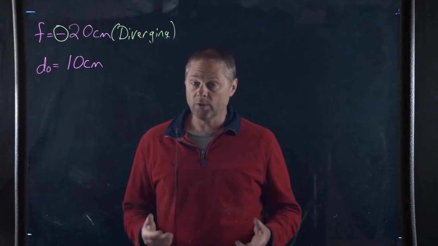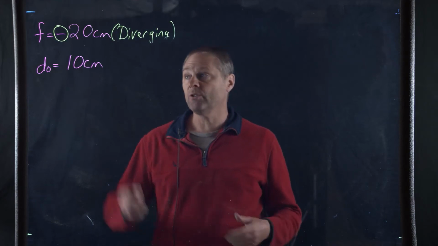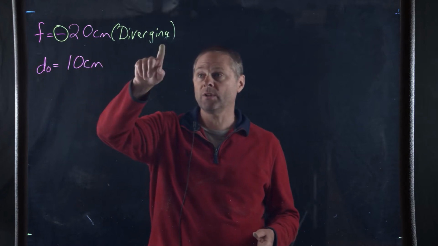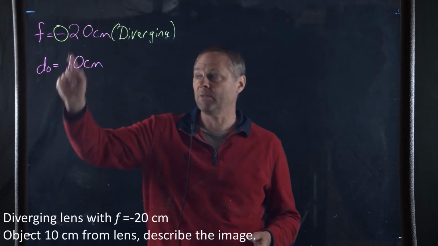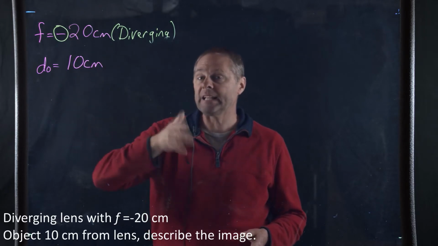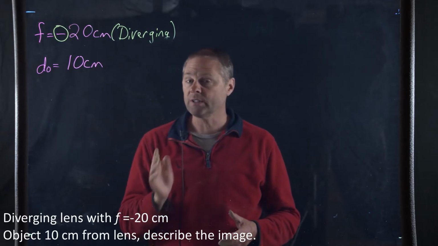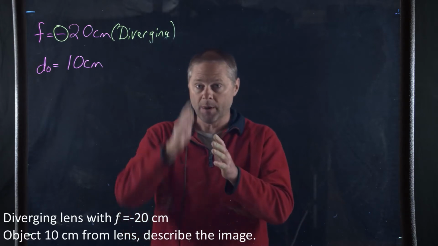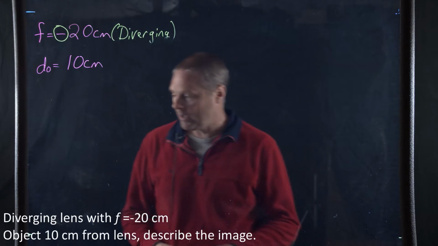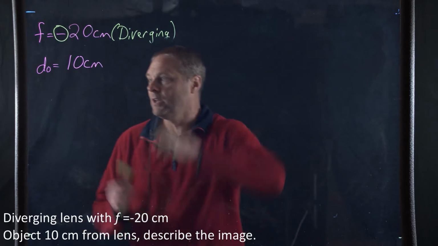Once again, we're going to look at the image from a diverging lens whose focal length is going to be a minus 20 centimeters. So we know this is going to be divergent because we have a negative here. However, this time the object is going to be inside the focal length or inside the focal point. So you have the mirror, object, focal point.